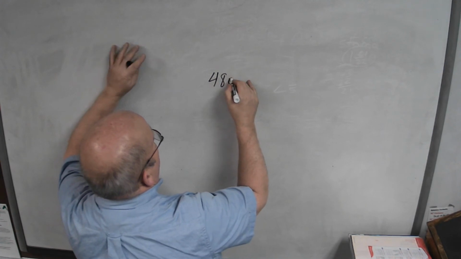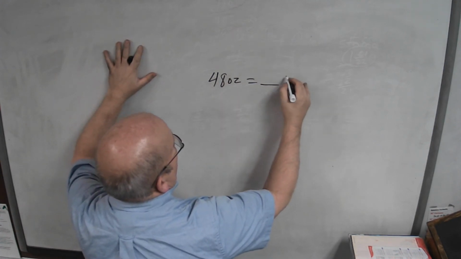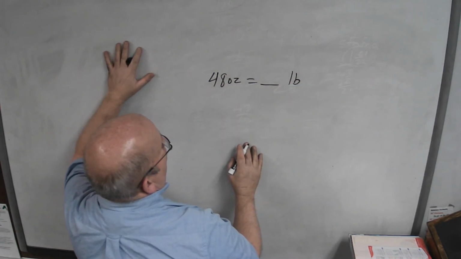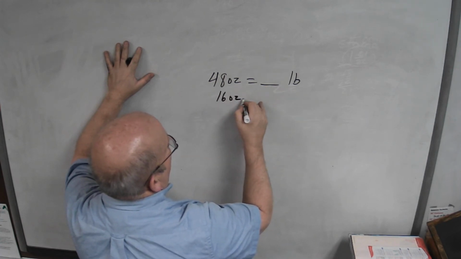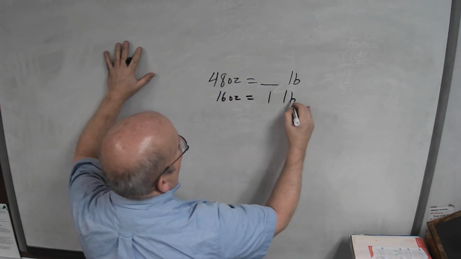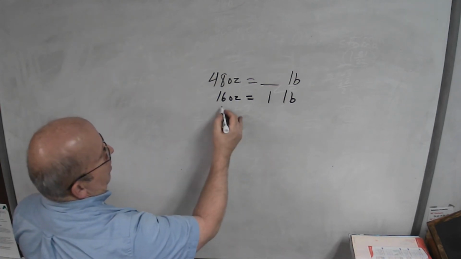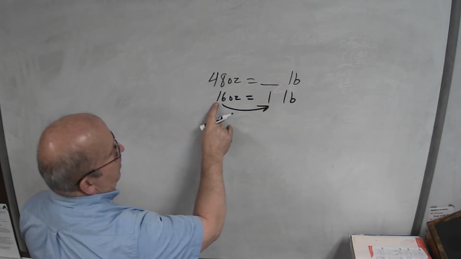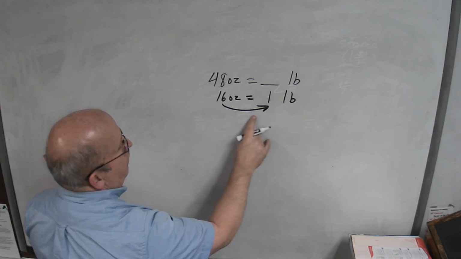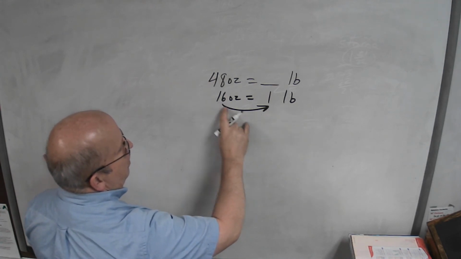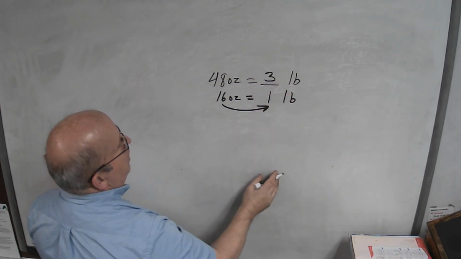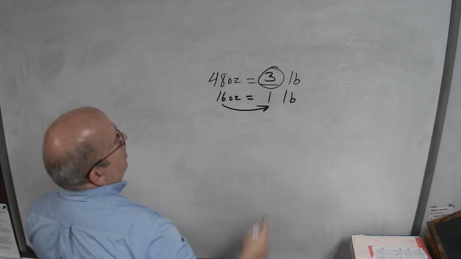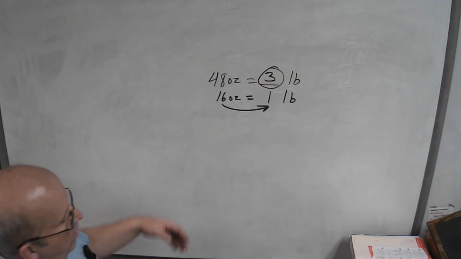Remember how I told you to solve these? First, figure out the relationship between ounces and pounds. I know there's 16 ounces in every 1 pound. Then, what kind of relation is happening from left to right? It's dividing by 16, right? So I do the same thing to the top. 48 divided by 16 is 3 pounds, and we're done.